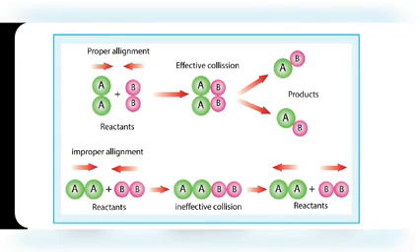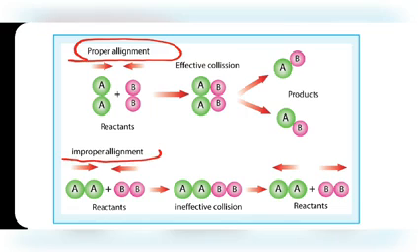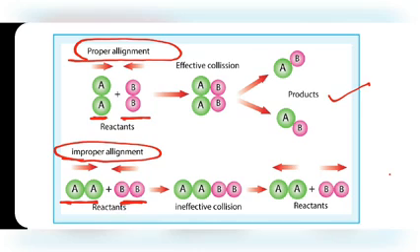See this picture. Two conditions are given. One is proper alignment, the second is improper alignment. In both conditions, A2 is reacted with B2. But in this condition, it will convert into product. In this condition, it will not convert into product, because orientation is also important.